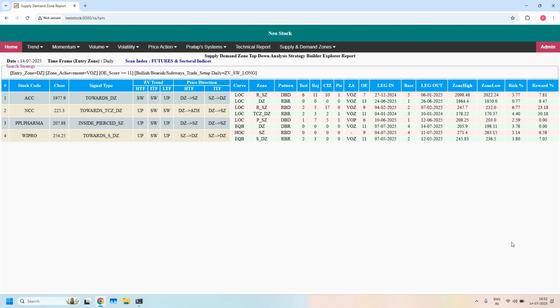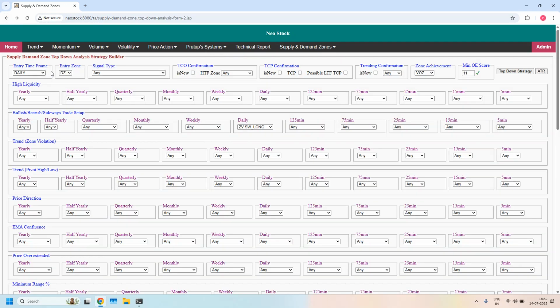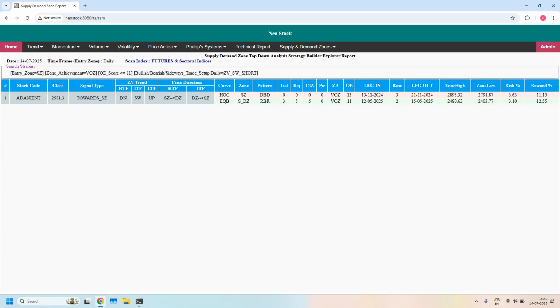Okay, so next, sideways short trade setup for monthly income trade. Changes: daily supply zone and here sideways short. We got 1 stock. Entry time frame is daily supply zone.